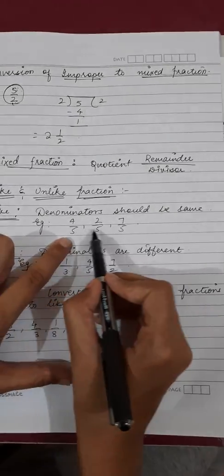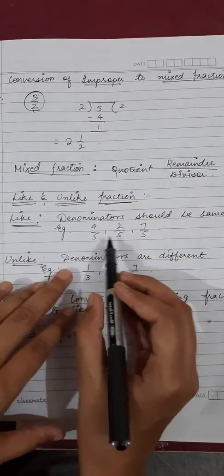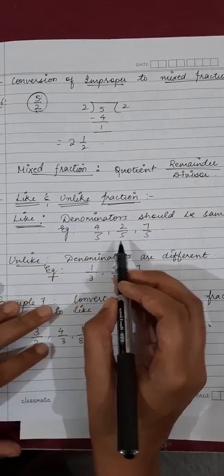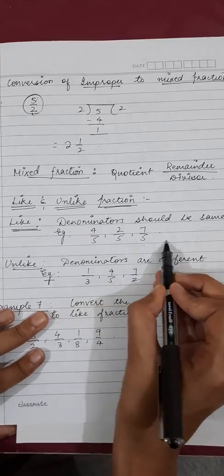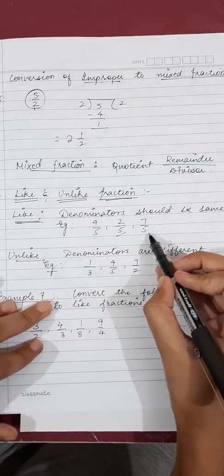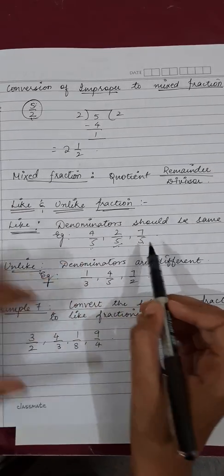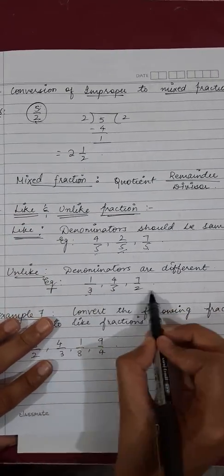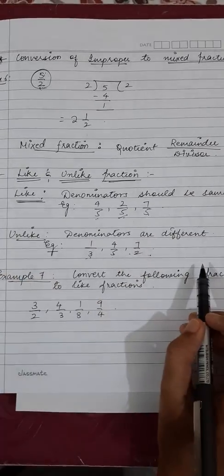Now this is one fraction, second fraction and third fraction. And you can see one similarity: in all of these the denominators are the same. Here 5, in the second fraction also 5, and in the third fraction also 5. When all the denominators are the same, it will be a like fraction. And if the denominators are different, then that is going to be your unlike fraction.